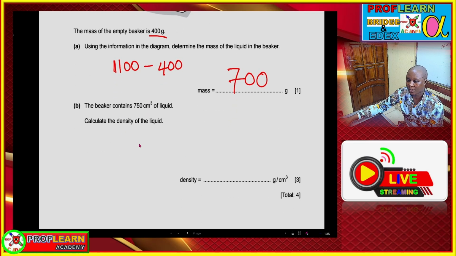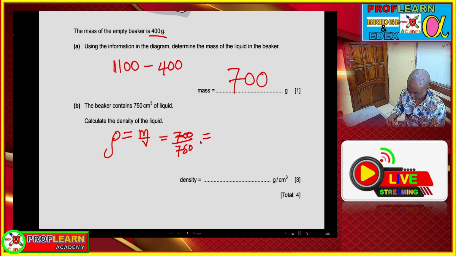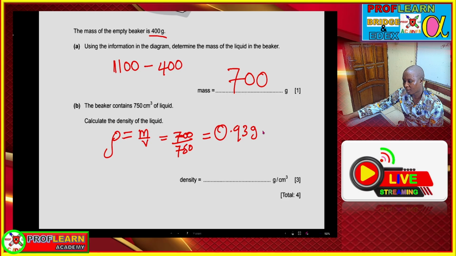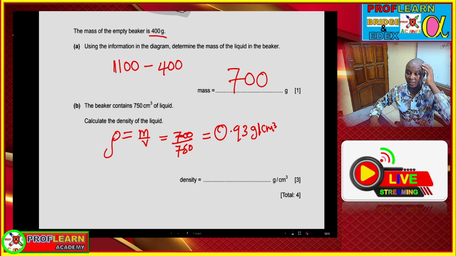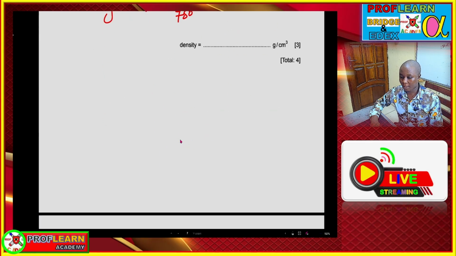And if you are supposed to calculate the density of the liquid, you need to remember that density is equal to mass over volume, which is going to be 700 divided by 750. And then it means that the density of the liquid is going to be 0.93 grams per centimeter cubed. So if you are supposed to find the density of a liquid, basically this is what you are supposed to do in general physics.